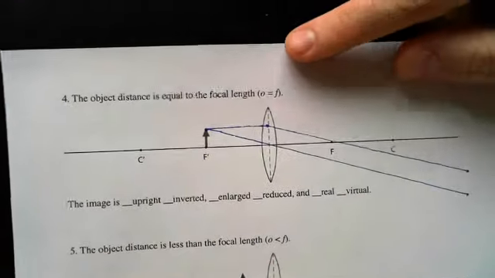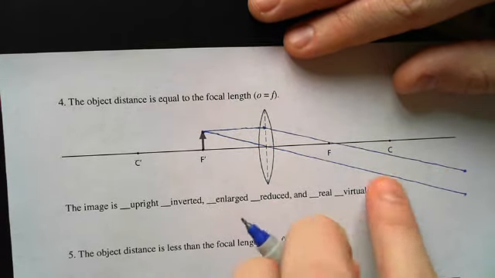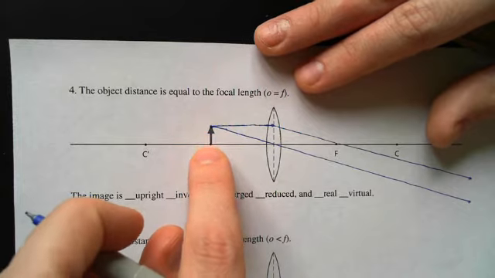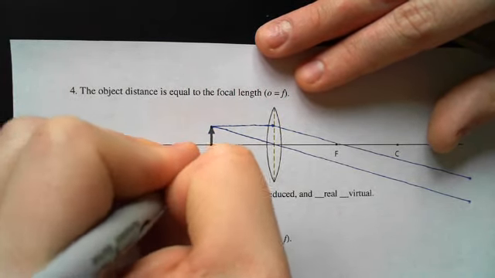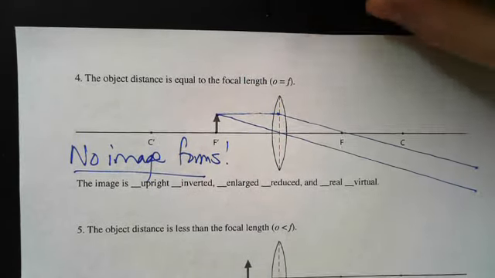Okay, as you can see, these lines run parallel. There is no point at which they're going to converge. And so anytime you have an object at the focal point, no image forms. Okay, no image forms, because as you can see, those lines are parallel.